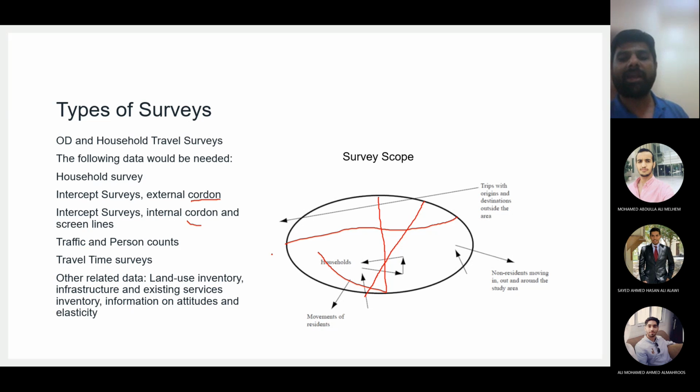And the screen lines are basically these lines. These lines are known as screen lines. You may do a counting survey at these locations. You may conduct travel time surveys.